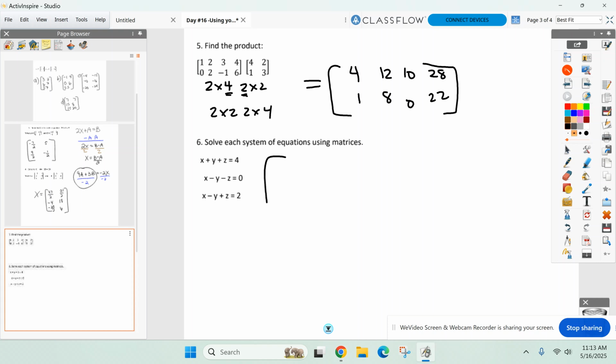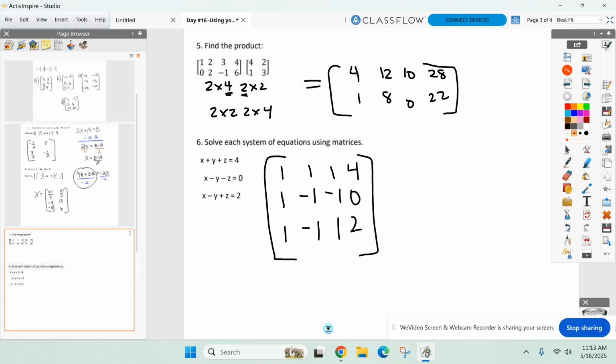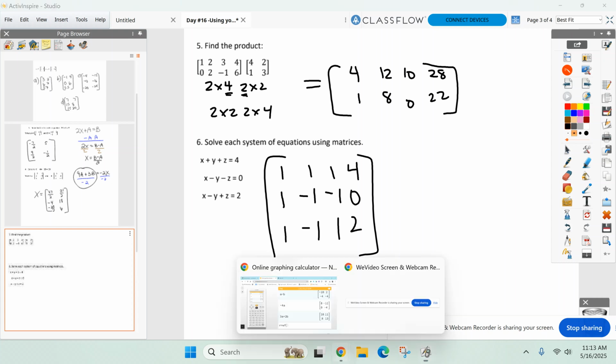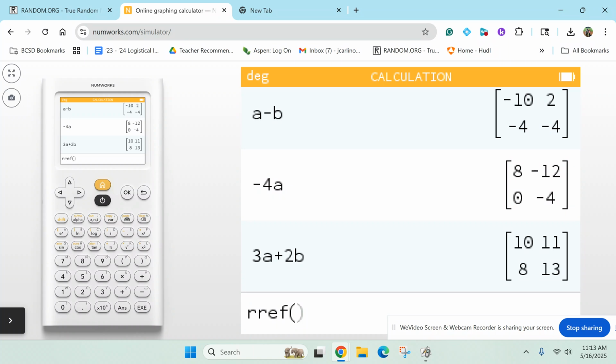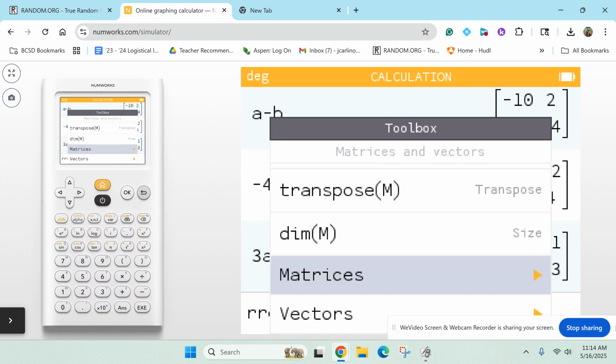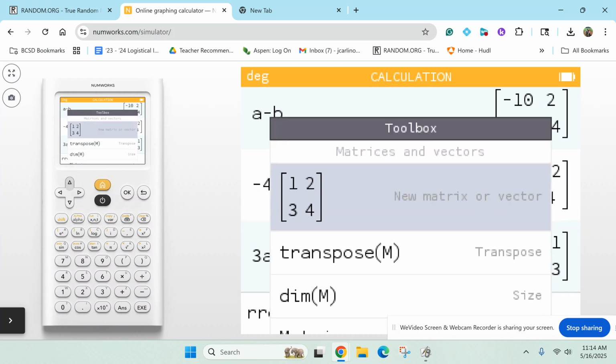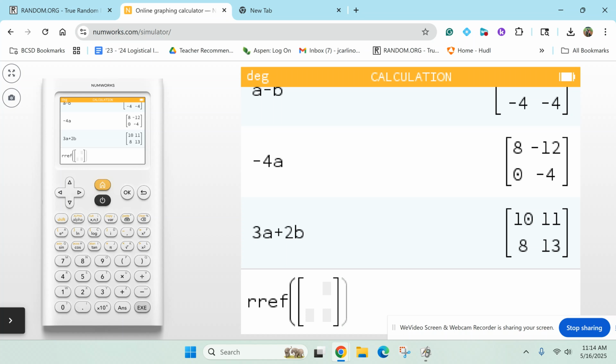Ready? I'll write it down here. You type it in: 1, 1, 1, 4, including the answer. 1, negative 1, negative 1, 0. 1, negative 1, 1, 2. This magic is awesome. Make sure that after you have the reduced row echelon form, you go back to the toolbox and get the blank matrix out and fill it in.